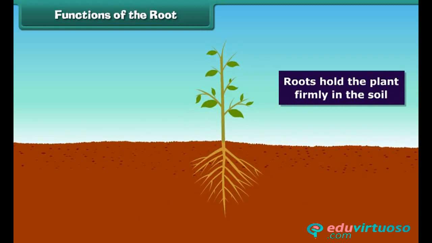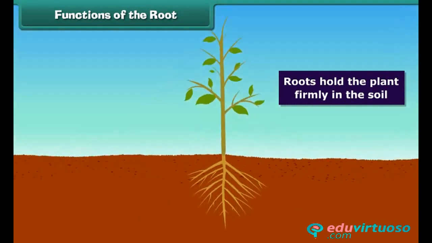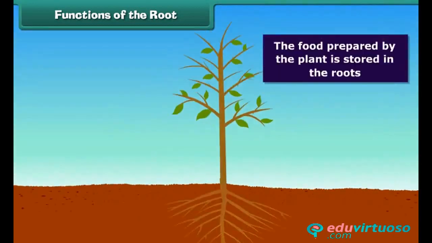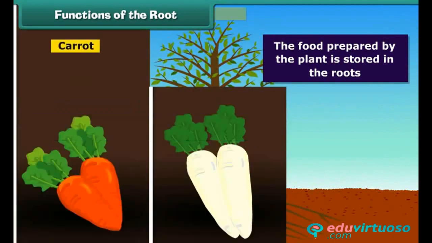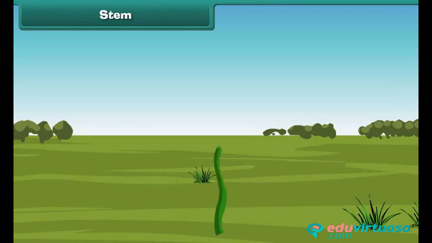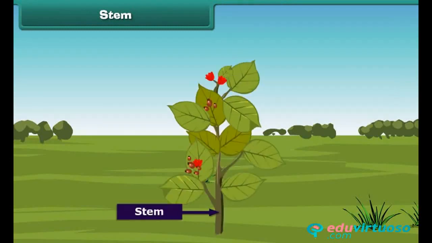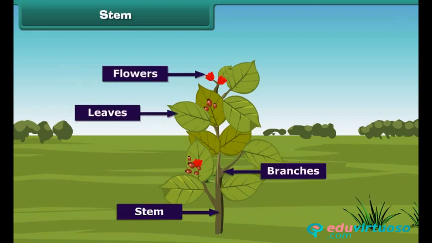This kind of roots is present in grass and wheat. Till now, we have learnt the structure and types of roots. But now the question is, what are the functions of the roots? Friends, actually, roots hold the plant firmly in the soil. They also absorb water and nutrients from the soil and send them to the other parts of the plant.